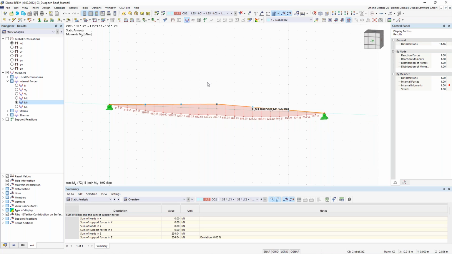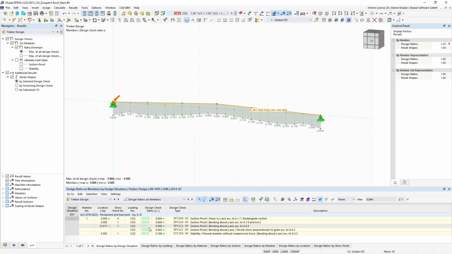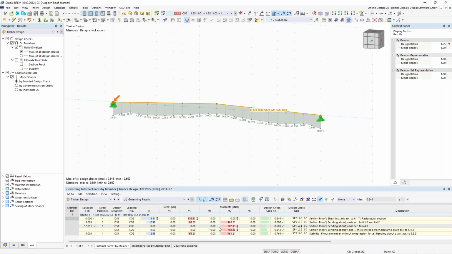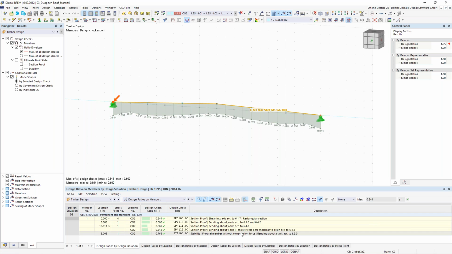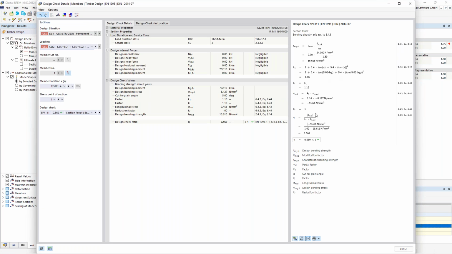Okay, good. So now let's go to the timber design here in the tables. We can also see here the different design ratios on members, and it's pretty nice because we see here also the stability flexural member without compression forces. We see here also the governing results, and you can also click on one of these in order to see the results. This is a pretty good example where you can also compare your results with the results of the structure analysis program RFEM 6.